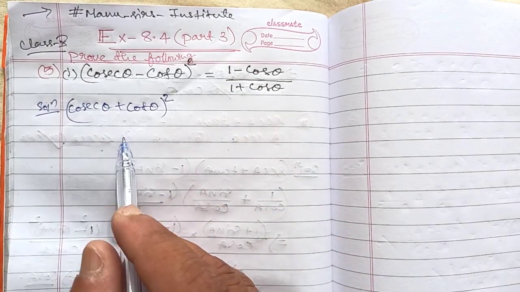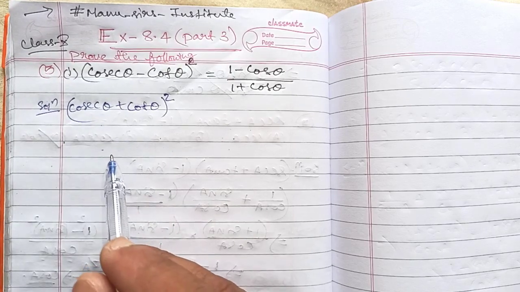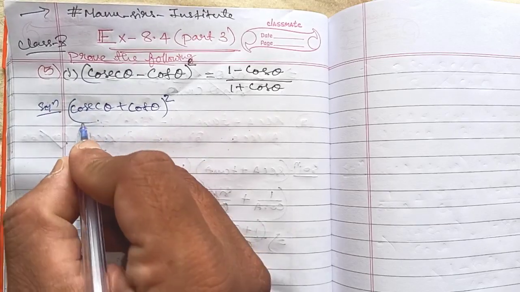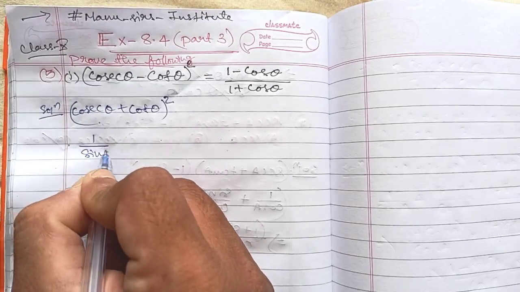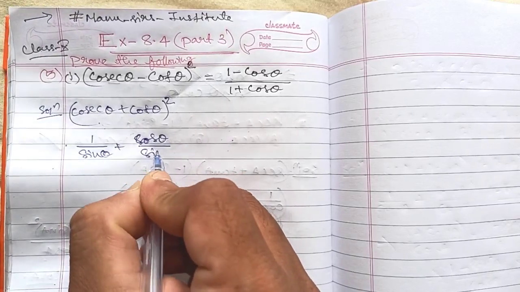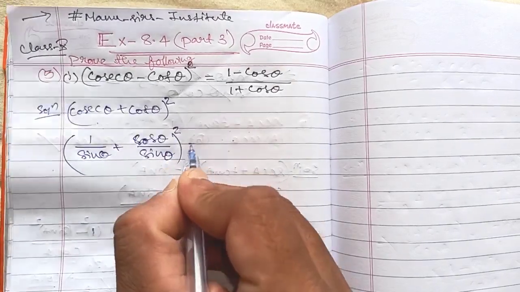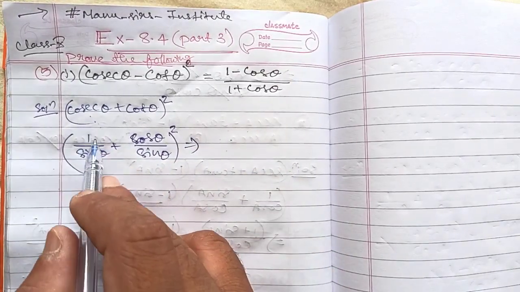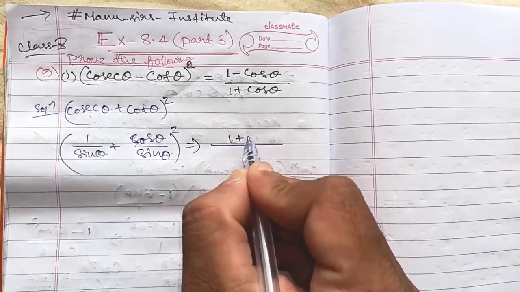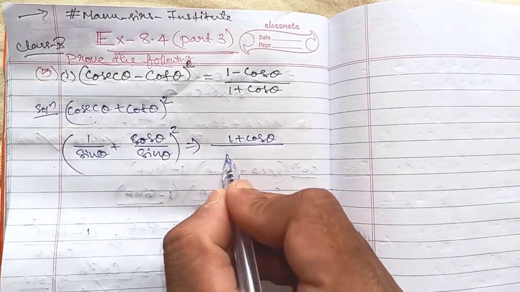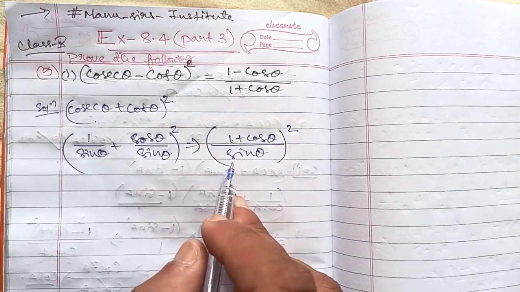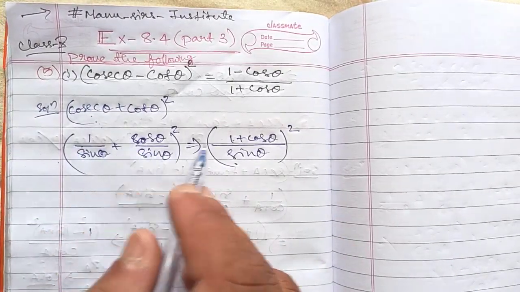Whenever you are unable to use any formula from the trigonometric identities, you change them into sine and cos. So I will change cosec as 1 by sine theta and cot theta as cos theta by sine theta, all inside the whole square. Cosec theta is 1 by sine theta, cot theta is cos theta by sine theta. Now what is the LCM? The denominators are the same, so the numerator is 1 plus cos theta as it is, the LCM is sine theta, and the numerator is (1 plus cos theta) whole square.